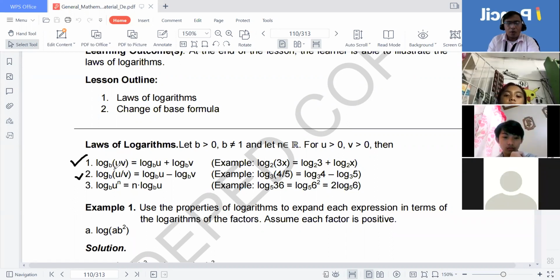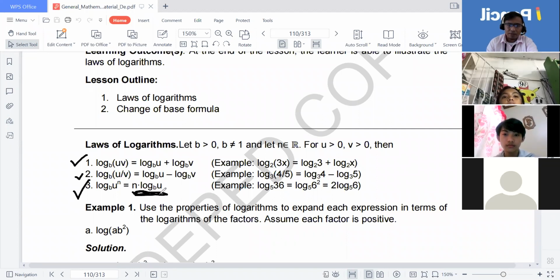For the quotient, if you have log of u over v base b, that can be written as log of u base b minus log of v base b. So if you have logarithm of 4 over 5 base 3, that can be written as logarithm of 4 base 3 minus logarithm of 5 base 3. And lastly, for the law of power, if you have logarithm of u raised to the power of n base b, this exponent can be written beside it. It will be n logarithm of u base b.